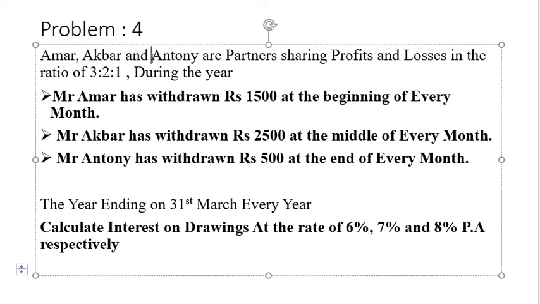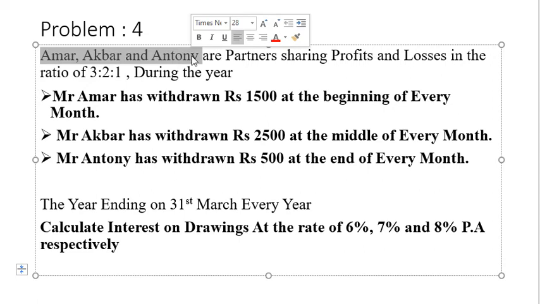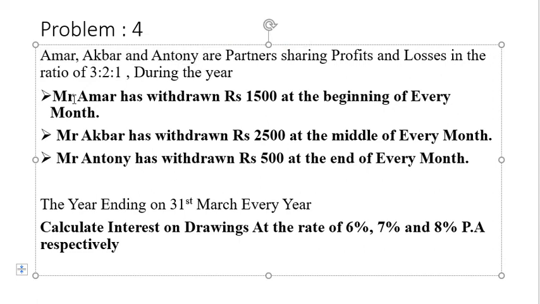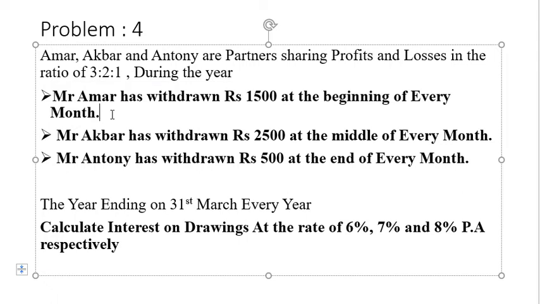And the last partner, Mr. Anthony, is also withdrawing rupees 500 at the end of every month. Now what the problem is saying is that all the partners are withdrawing at different times. So you should calculate the interest on drawings by applying the beginning of every month formula to Amar, middle of every month to Akbar, and end of every month to Mr. Anthony.